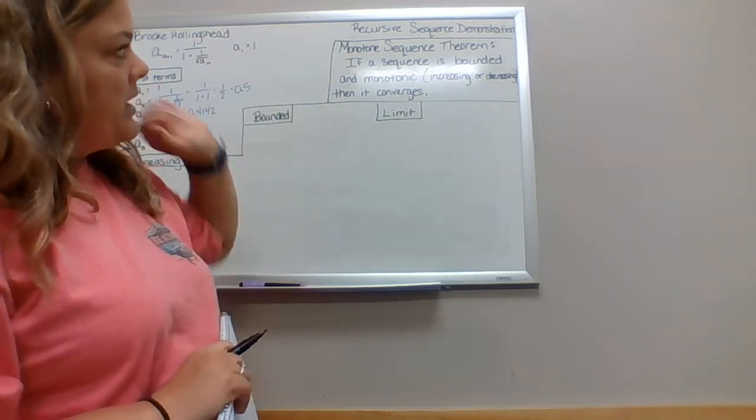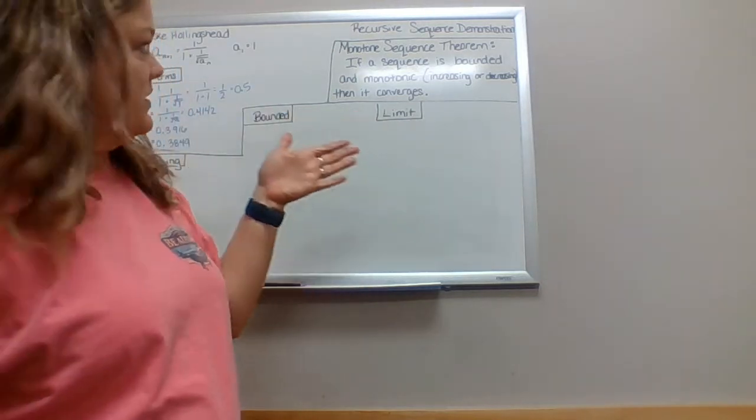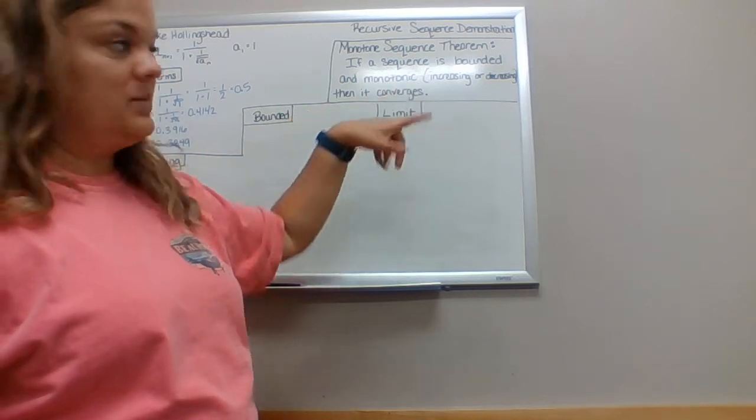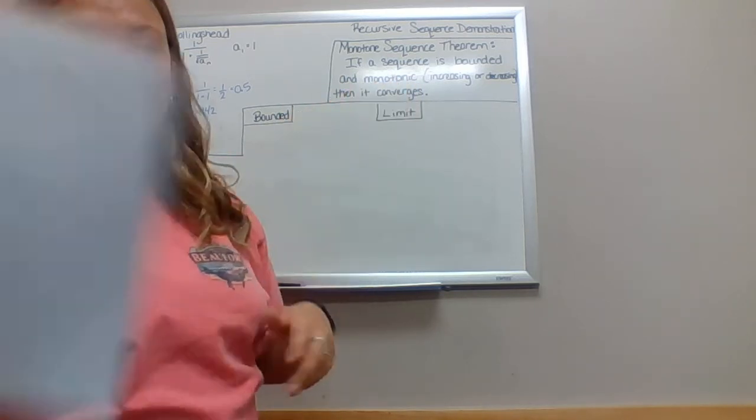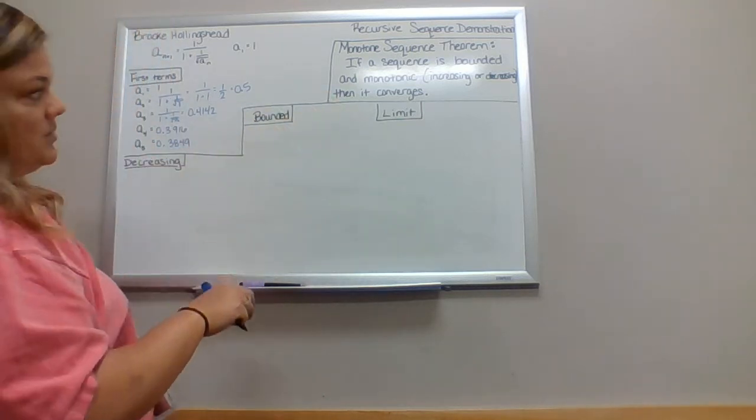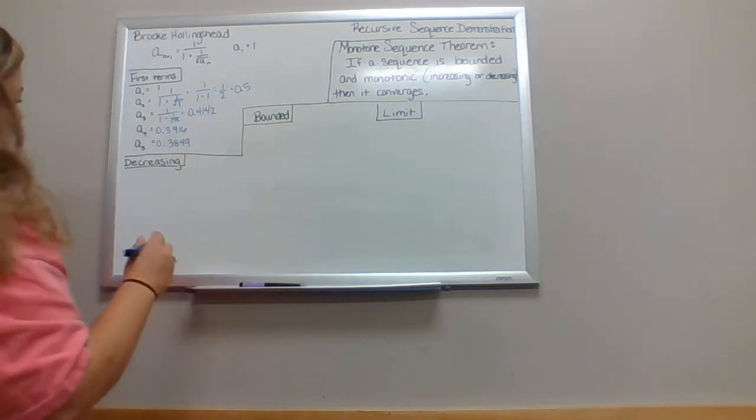Okay, so the next thing we're going to do is talk about the monotone sequence theorem. If a sequence is bounded, we have a bound on the top, we have a bound on the bottom for this one, and it's monotonic, increasing or decreasing. This one is going to end up being decreasing. Then it also converges to some limit. So we're going to prove that ours has a limit by showing first that it's bounded and decreasing, and then we're going to look at what our limit is.